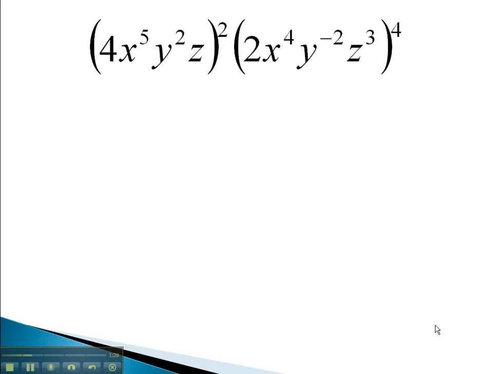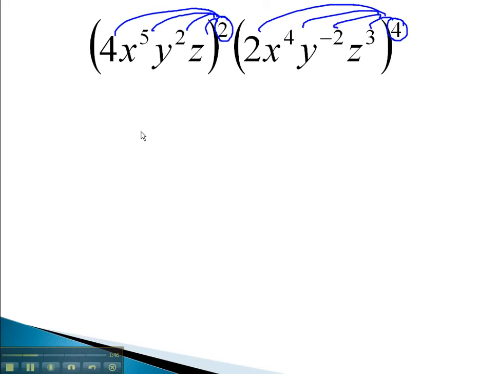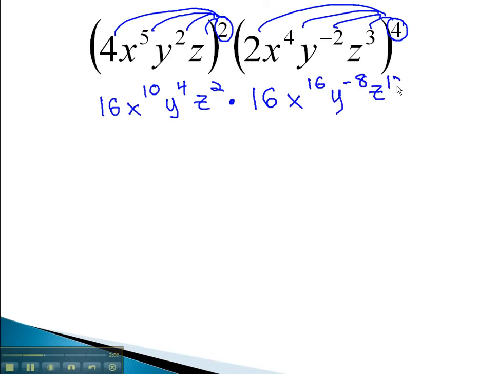So, for example, on this problem, order of operations says we need to do the exponents first, as there is nothing to simplify inside the parentheses. The exponent, using the power rules, will go on to each factor. As it does, we will multiply exponents, and on the numbers, consider 4 squared is 16, x to the 10th, y to the 4th, z squared, multiplying those exponents, times 2 to the 4th, which is also 16, x to the 16th, y to the negative 8, z to the 12th, multiplying our exponents together.